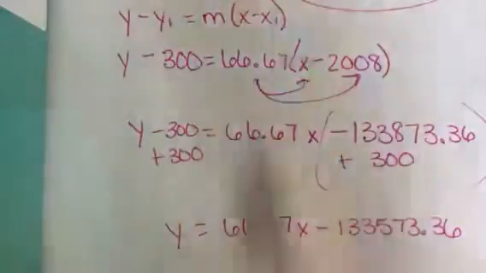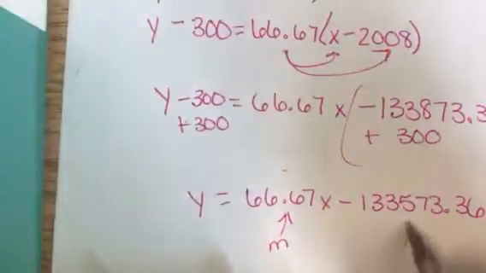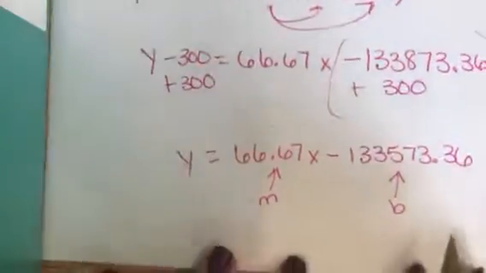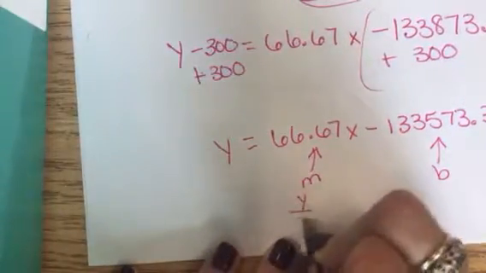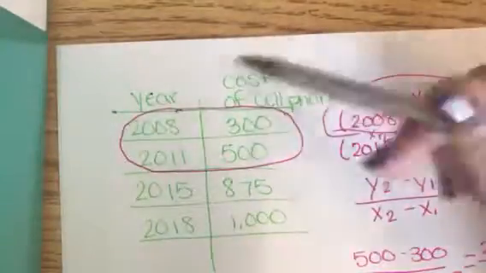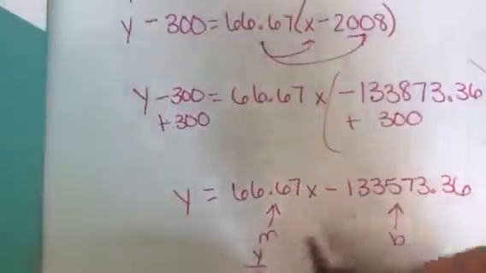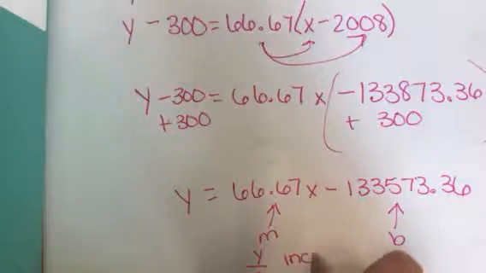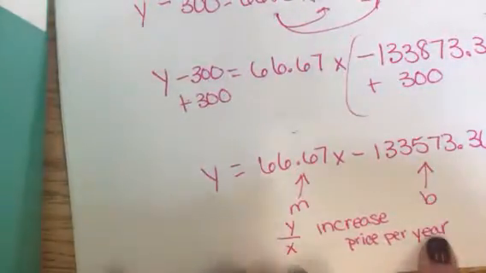So this is my equation that will represent this information that I had up here in the table, keeping in mind that my slope is always here and my y-intercept is always here. Your slope always represents your rise over run, or your y over your x. So if you go up here, our y label was the cost, our x label was years, so this 66.7 is going to represent the increase in the price per year. I'm just taking my y per my x label.